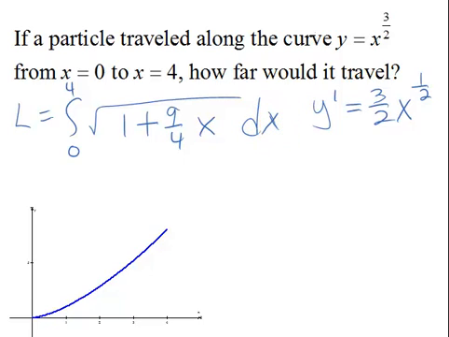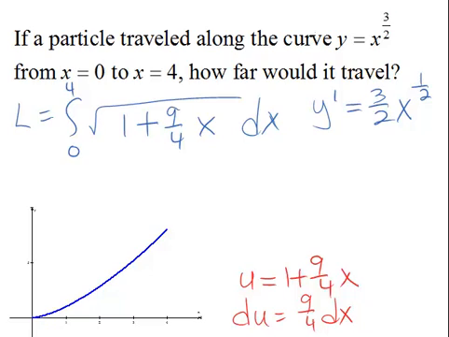So as we go to evaluate this, we're going to use u substitution, letting u be 1 plus 9/4 x. So our du is going to be 9/4 dx, and we can multiply both sides by 4/9, and dx is going to be 4/9 du. Let's go ahead and do the substitution. Now I have a definite integral, so I can either change these limits of integration or I can do it as an indefinite and then resubstitute. I think I'm going to change the limits.